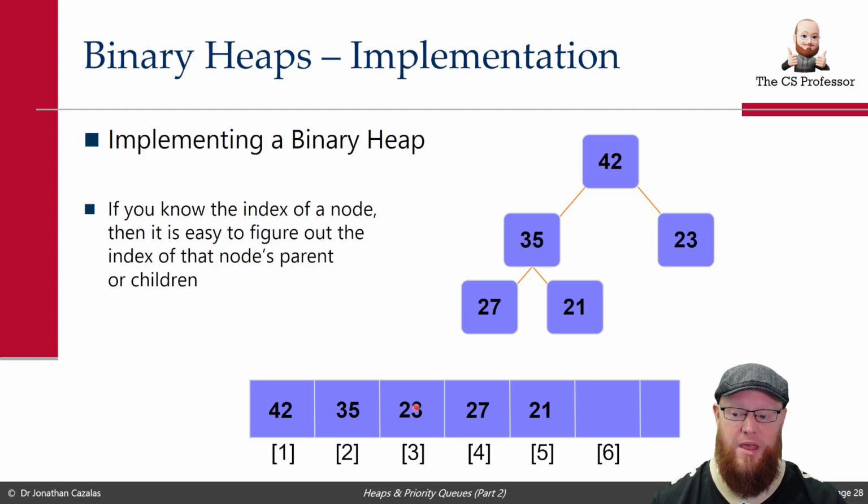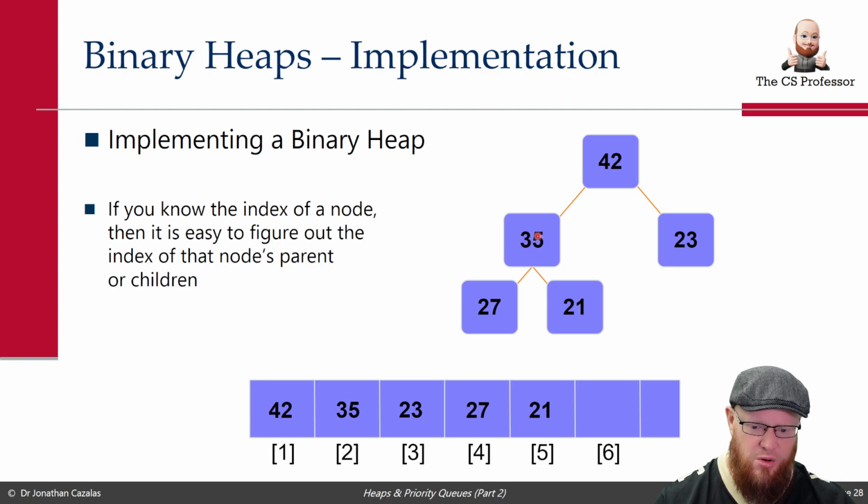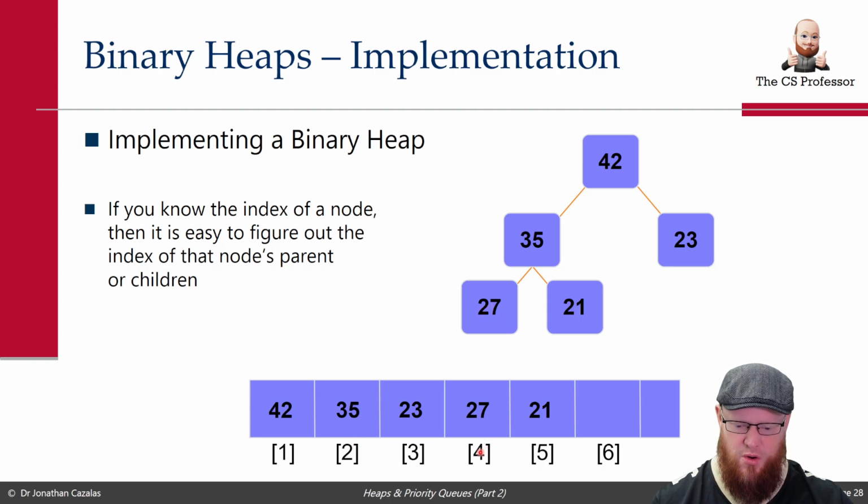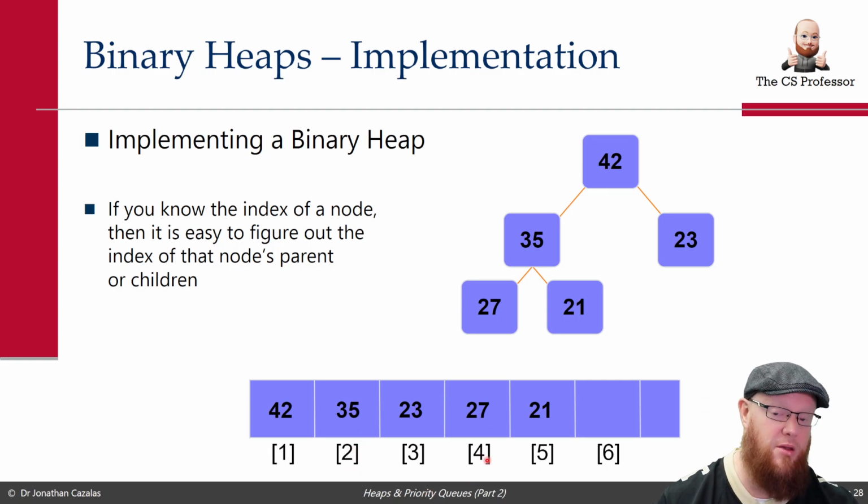So check this out. If we know the index of a given node, it's actually very easy to determine that node's left child, that node's right child. It's also easy to determine that node's parent. So before I even show you the equations, just look at this here. Let's look at 35 and 27. Well, 35 is stored where? It's at index 2. Where is 27 stored? At index 4. So look at those indices, index 2, index 4, and try to ask yourself, well, is there some mathematical thing I can do to index 2 in order to get a 4?